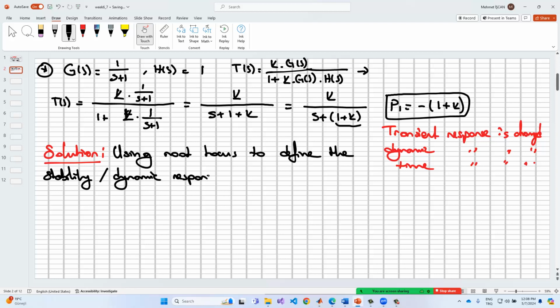response. For example, Ts, for example, percentage of the what? The overshoot value, or peak time, or the steady state error. Okay? And so, in order to analyze this system, we will look at the what? The vector notation of the complex number. We will review it. Okay?